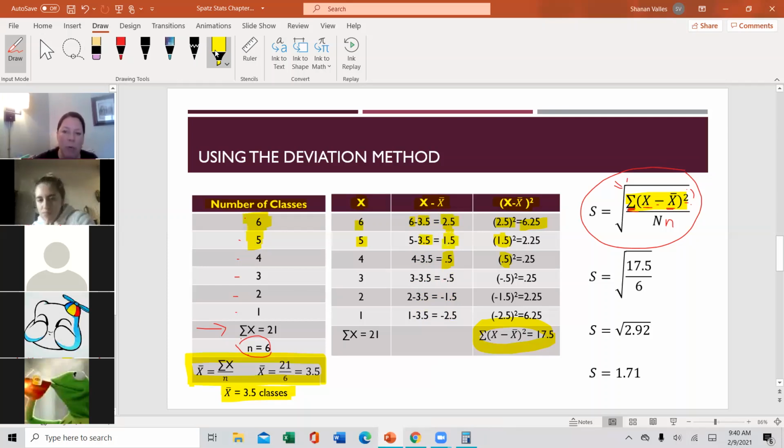This person was 1.5 over the mean. This person was 0.5 over the mean. This person was 0.5 under the mean, 1.5 under the mean, and 2.5 under the mean. So right here, what this is doing is taking into consideration how these people are different from the mean, or how they deviate from the mean.